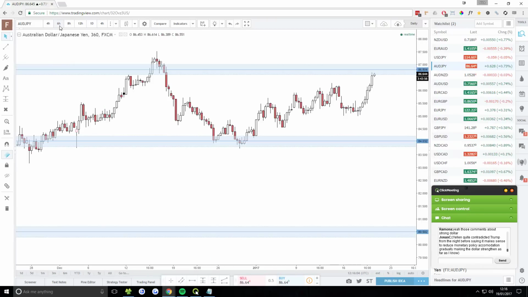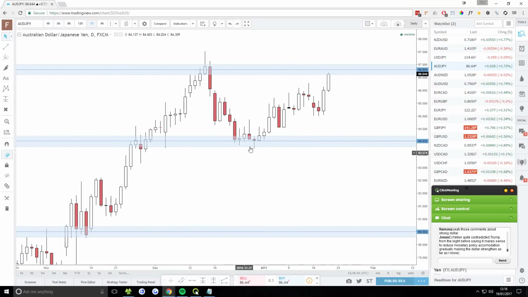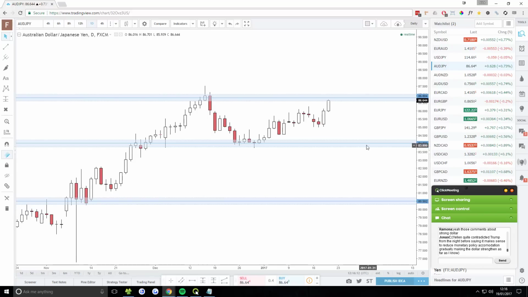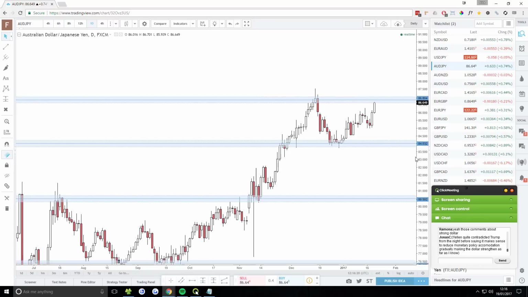Yeah, maybe the 6 hour. Just trying to figure out where I would potentially enter this. It is a strong resistance area. That is definitely the case. I mean, this resistance area is pretty strong.